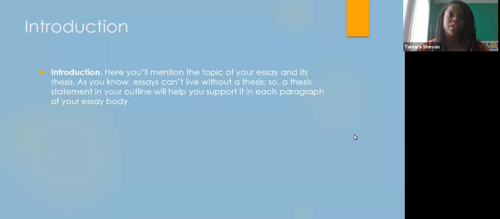So let's get into more detail about what each of these means. In the introduction, you'll mention the topic of your essay and its thesis. As you know, essays can't live without a thesis. You must have a thesis no matter what in your essay. Your thesis statement in your outline will help you support each paragraph in the body of your essay. The introduction is really important for letting people know what you're going to be talking about throughout the essay, but also for highlighting your thesis.